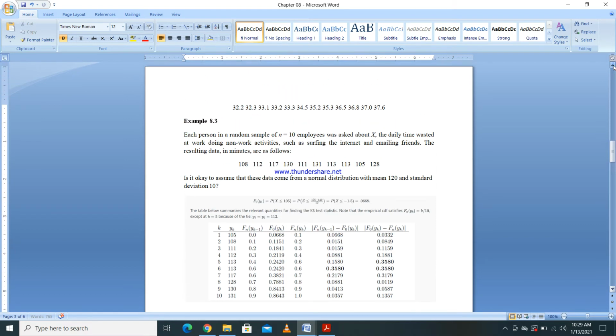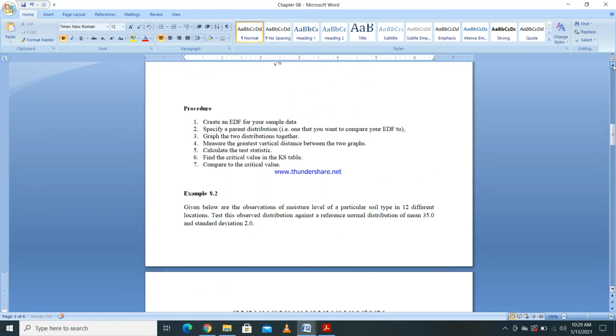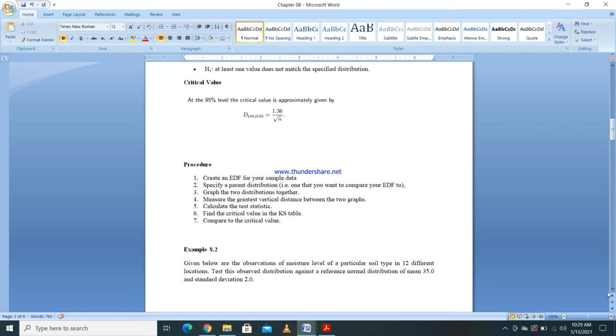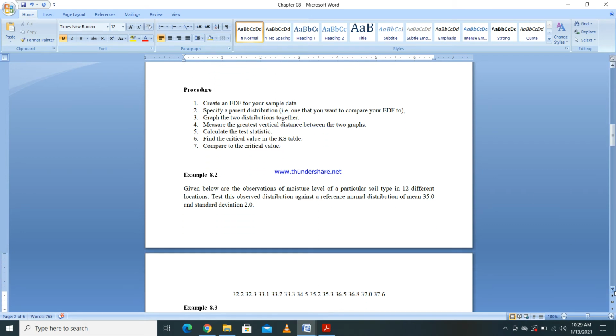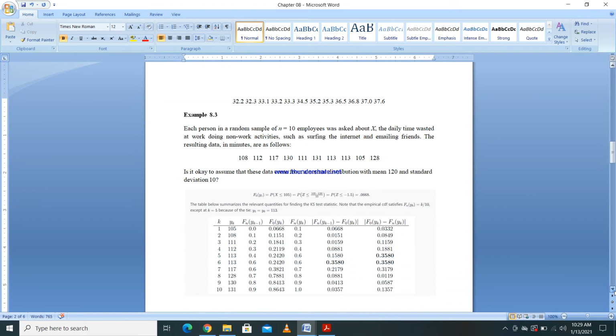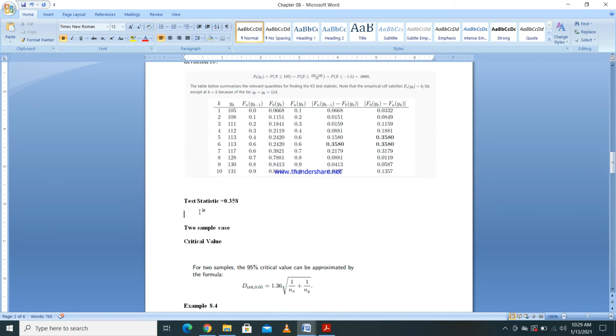And now we can calculate the critical value using the formula 1.36 over root n. This is the formula. So you can calculate 1.36 over root n and check the value. Right? Critical value.